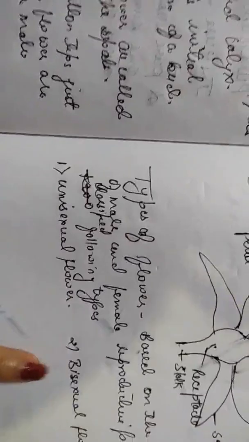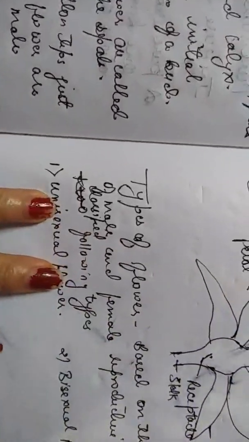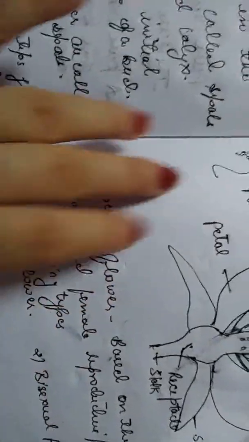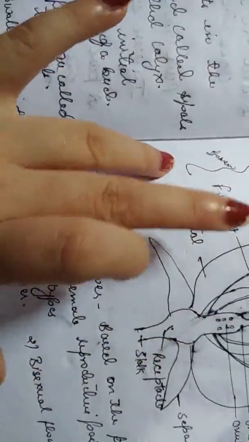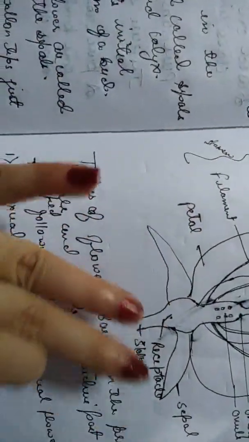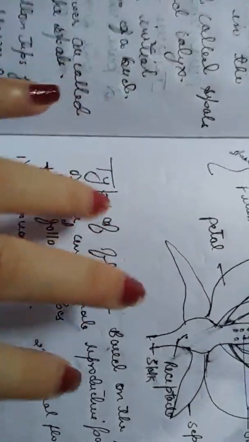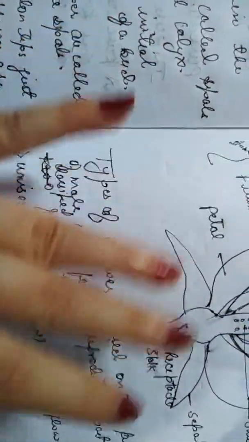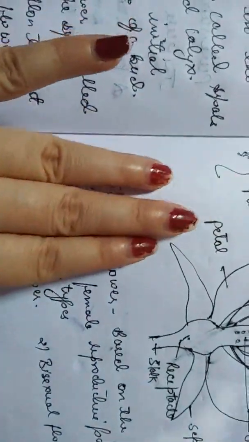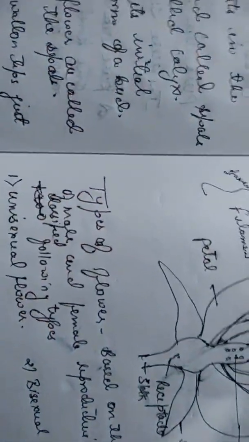Now there are complete and incomplete flowers also. Complete flower is that flower in which all the four whole parts are present, means petal, sepal, carpel, stamen. That flower is known as complete flower, whereas incomplete flower is that flower in which any of the four whole parts is missing. That flower is known as incomplete flower.